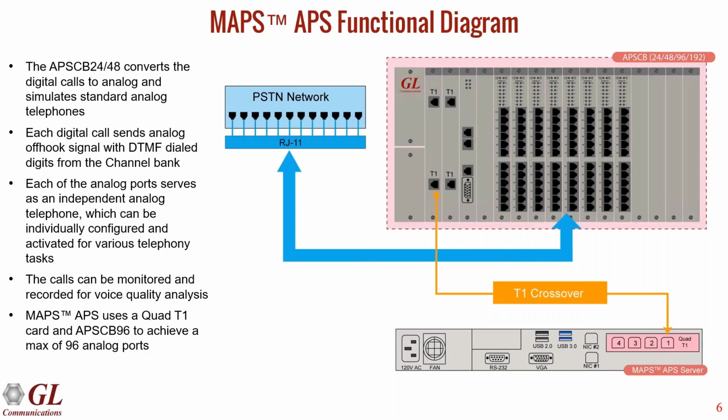Between the server and the APS rack there. Yeah, and as Rob mentioned earlier, each of the analog ports serves as an independent analog telephone. So they can each be individually configured and activated for various telephony tasks. Yeah, I guess we talked about all of these different bullets here. So this is how the solution looks schematically.